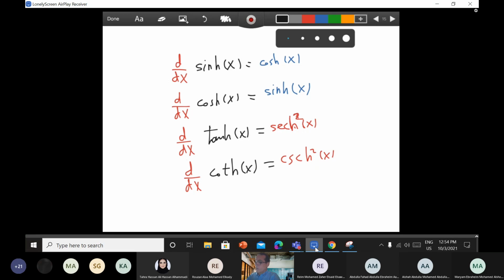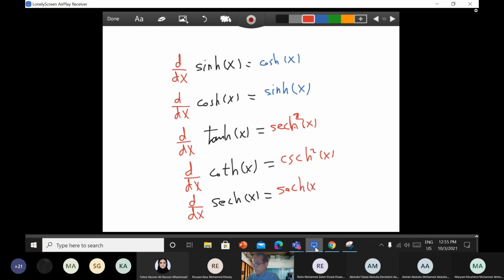Okay, so if you go for d by dx, you can prove all of these. For sech x, you will have minus sech x tanh x, and you can prove that also. I have done this one for you, and I've done this one for you. This is your assessment. You can do the rest, right?